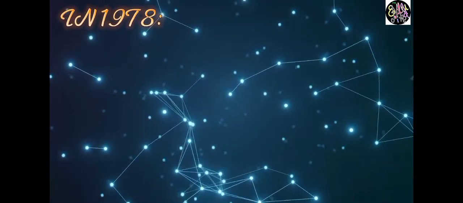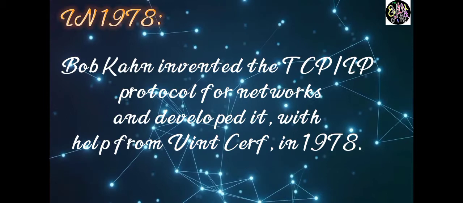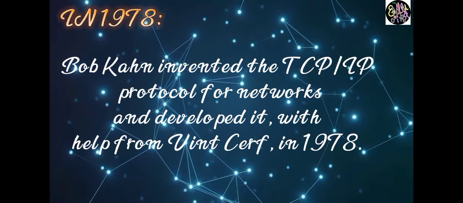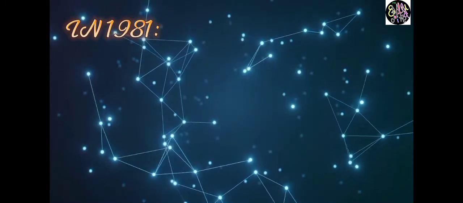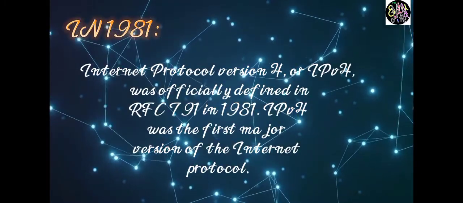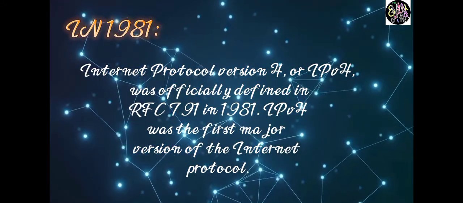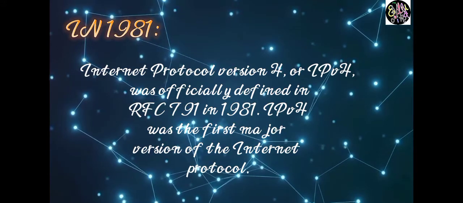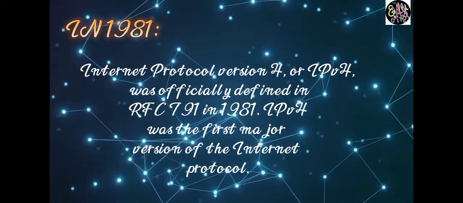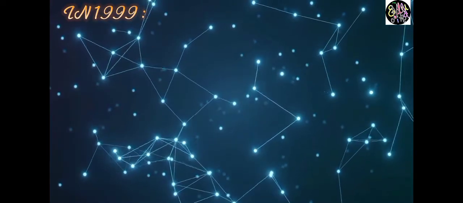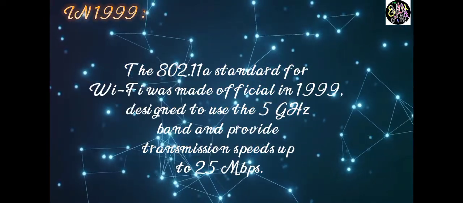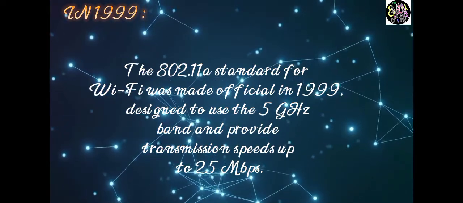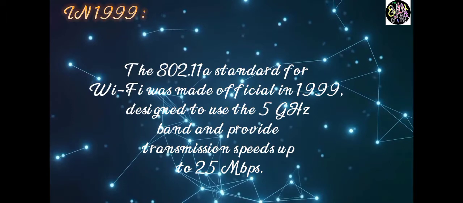In 1978, Bob Kahn invented the TCP/IP protocol for networks, and developed it with help from Vint Cerf. In 1981, Internet Protocol version 4, or IPv4, was officially defined in RFC 791. IPv4 was the first major version of the Internet Protocol. In 1999, the 802.11a standard for Wi-Fi was made official, designed to use the 5 GHz band and provide transmission speeds up to 54 Mbps.